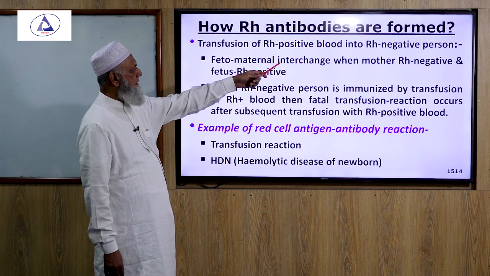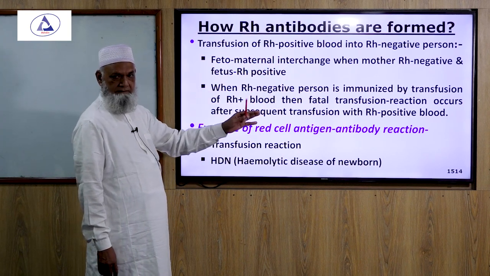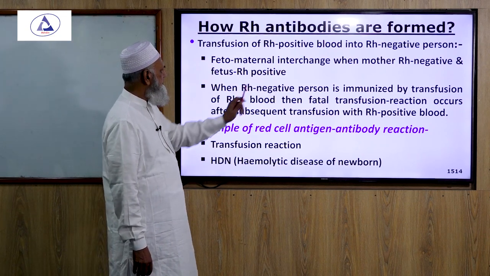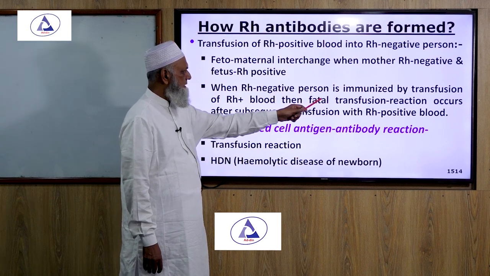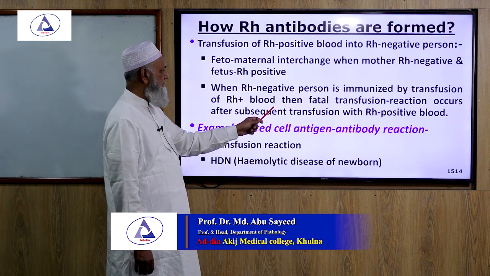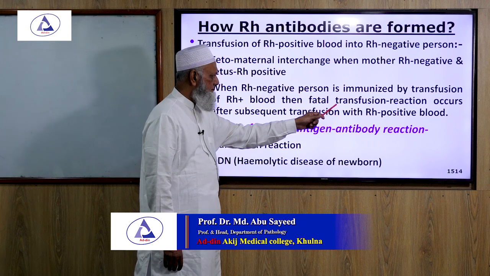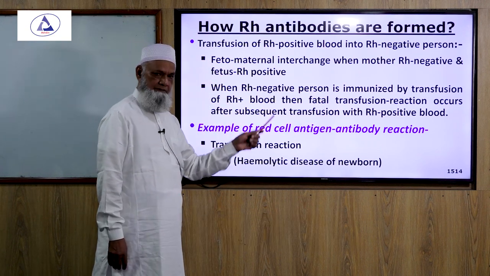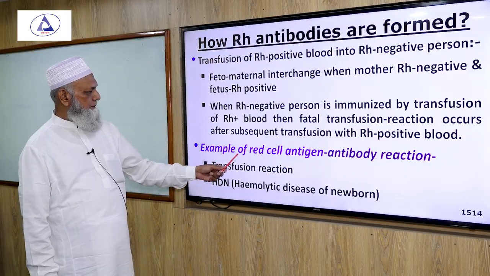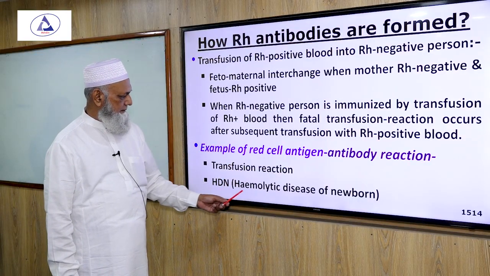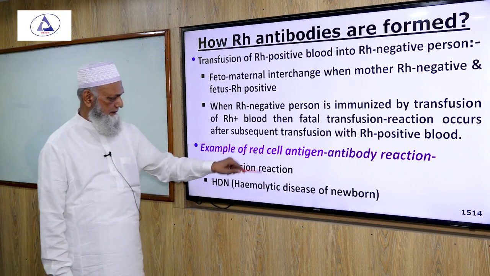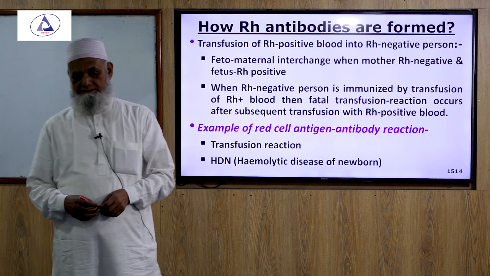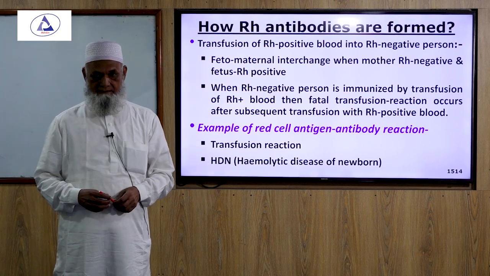How are Rh antibodies formed? Transfusion of Rh positive blood into an Rh negative person, or fetomaternal interchange. When an Rh negative person is immunized by transfusion of Rh positive blood, then a fatal transfusion reaction occurs after subsequent transfusion with Rh positive blood. Examples: transfusion reaction, hemolytic disease of the newborn. This is the reaction between antigen and antibody against the Rh factor.